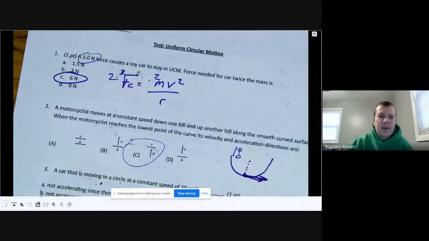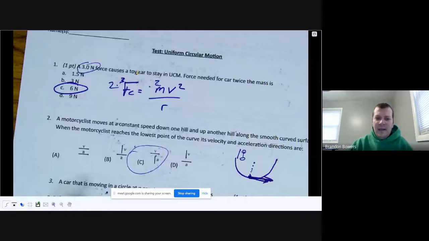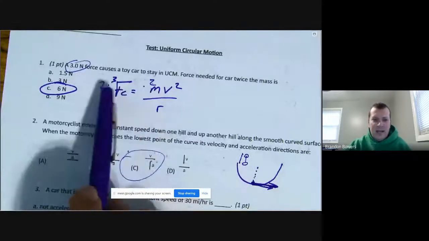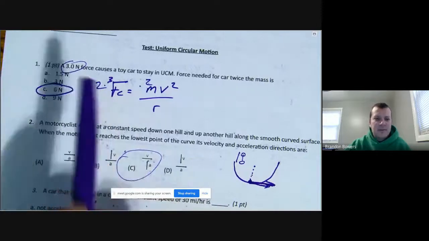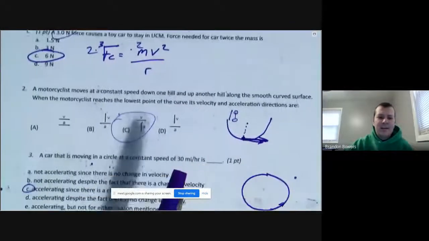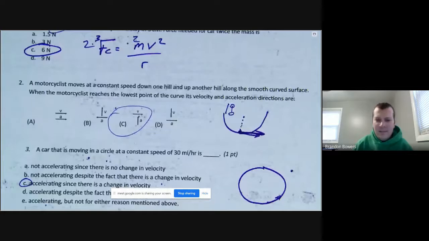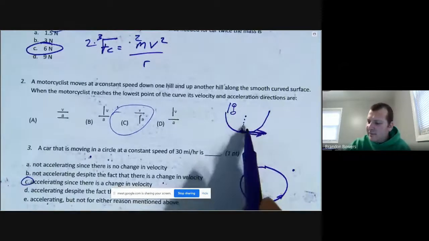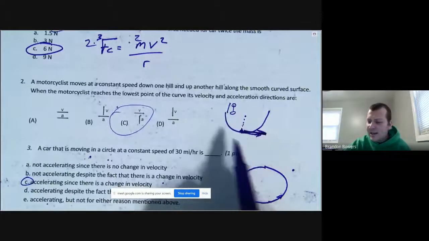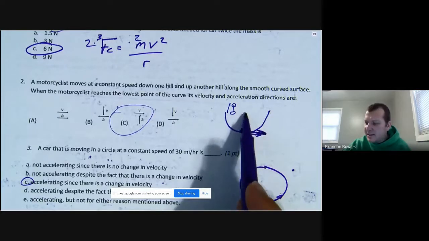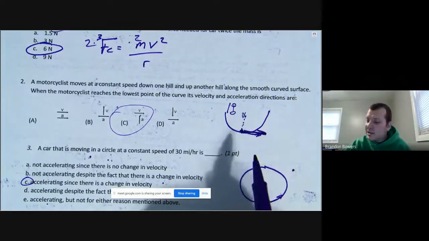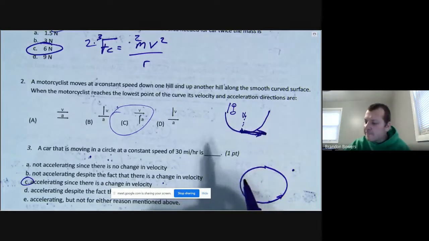All right. So number one, basically, if you double the mass, you got to double the force. So that double of 3 would be 6. Number two, basically, it's pretty self-explanatory. The velocity continues to go forward. It's kind of like it's in an orbit, where our centripetal acceleration is always going to the center.